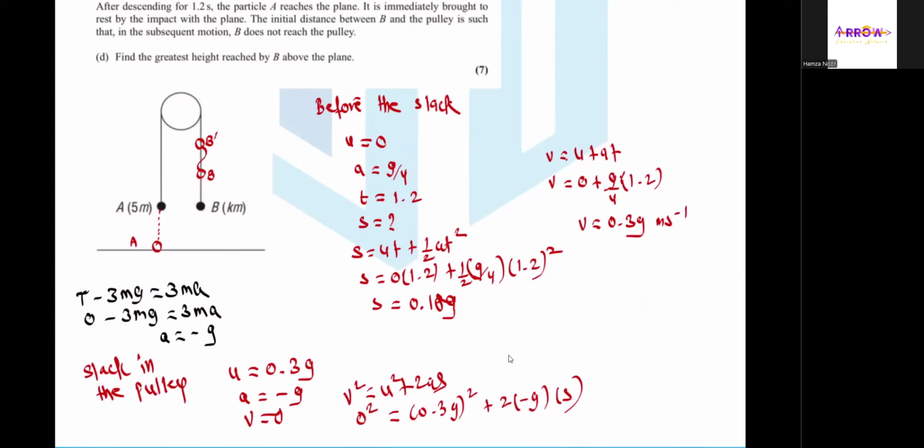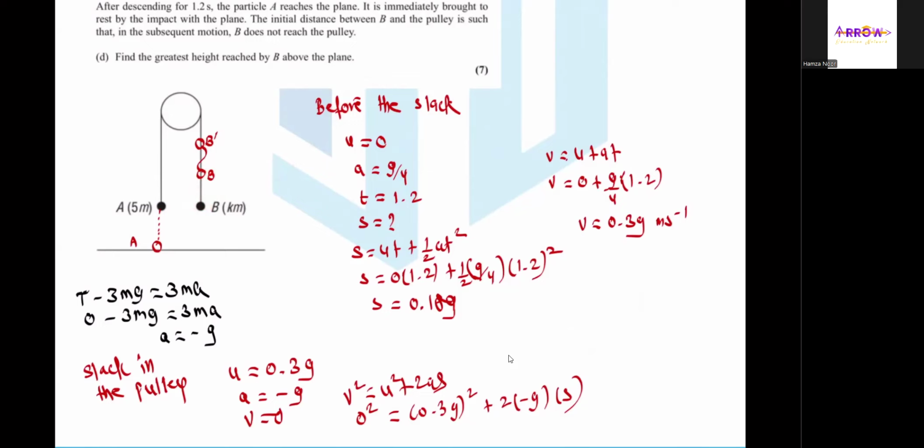When the particles are connected by the pulley, we need to find the distance which particle B is covering. This journey is basically before the slack. It means before the string loses the connection with the pulley. Okay, before the slack actually happens.